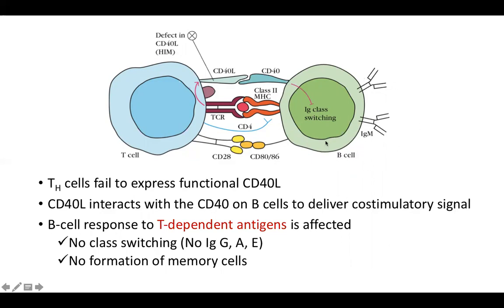The T independent response, which only relies on antigen antibody interaction, is weak because it does not make use of T cells. It produces only IgM and it never produces memory cells. So here the same thing will happen, no class switching and no memory cells, because the B cell response to T dependent antigens is affected.